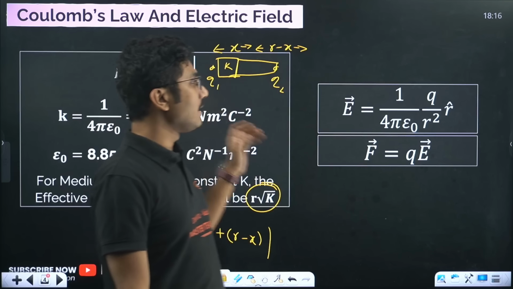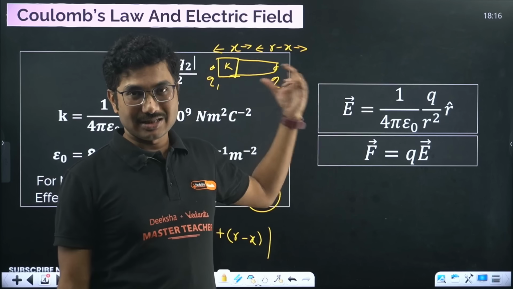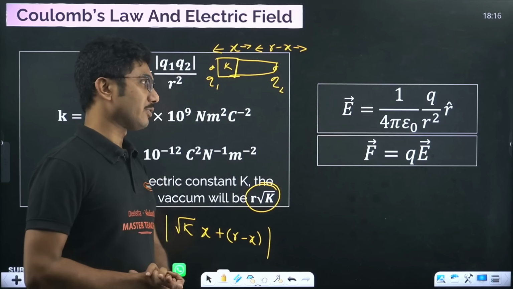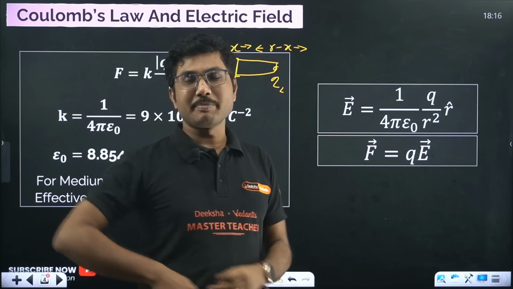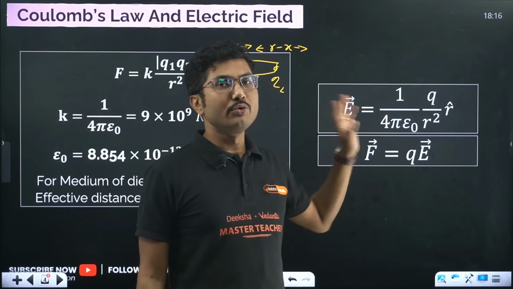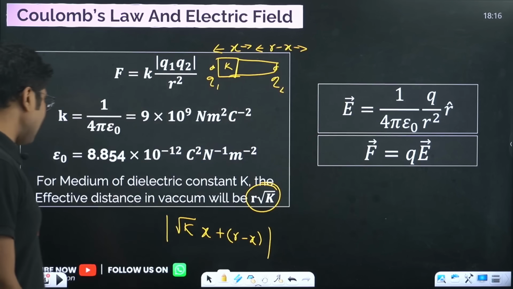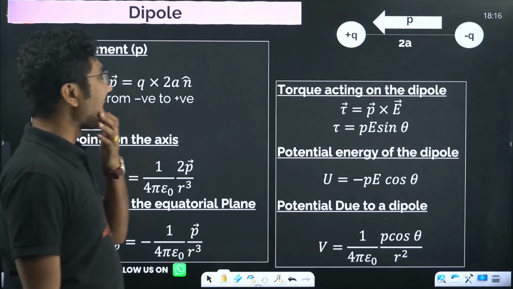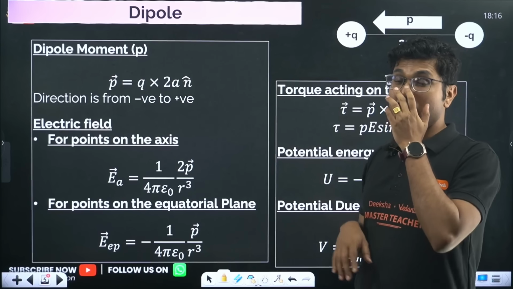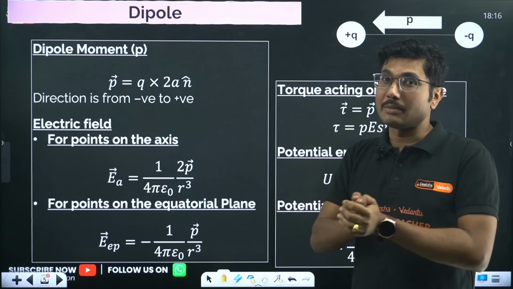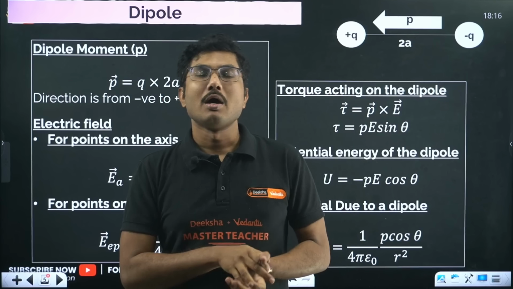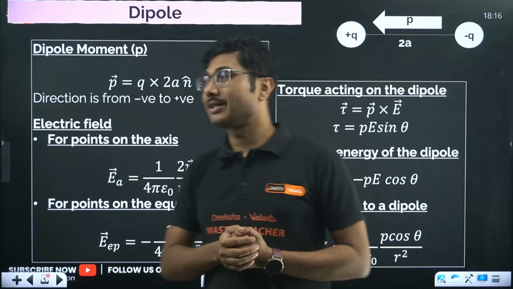Similarly, if you keep a charge in free space, the electric field produced by this charge is given by kq by r square, and the force experienced by another charge kept in an electric field is given by force equals Q into E. So these are all the basic formulas. Next we have dipoles. All the formulas of dipole, remember, all the formulas that you learn for electric dipole are equally applicable for magnetic dipole. In COMEDK, magnetic dipole is a very common type of question that is asked all the time.